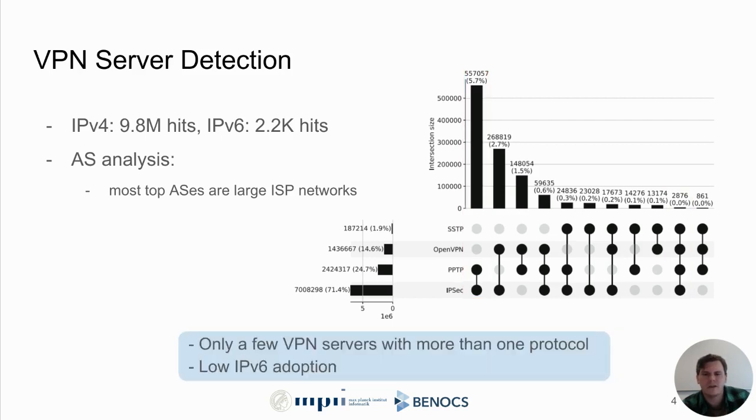In conclusion, what we can take away here is that only a few servers support more than one protocol, and that IPv6 adoption is very low for VPN servers as well.